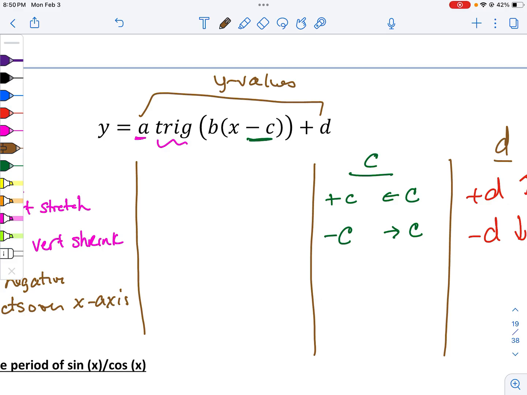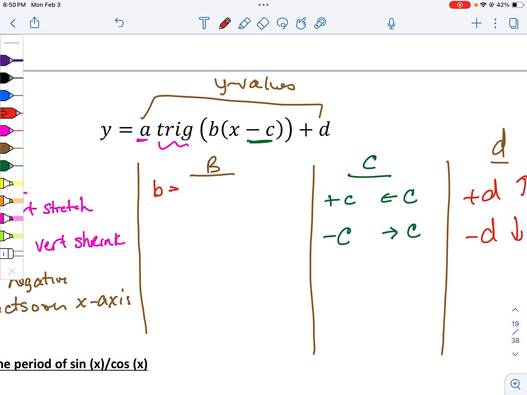All right, and then for the B value, we know that B is our horizontal stretch and shrink, and also a reflection. So if B is bigger than 1, we know that it's a horizontal shrink. Okay, and remember, it's a horizontal shrink by the reciprocal. So if it was a 2, it's a shrink of a half. If it's a 4, it's a shrink of a fourth, and so on.